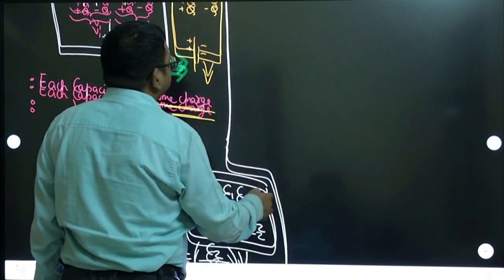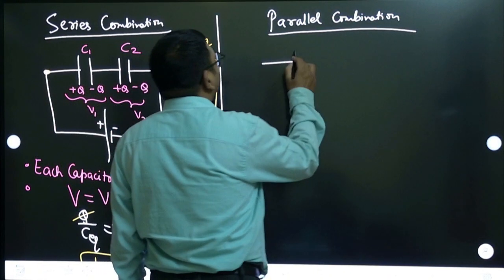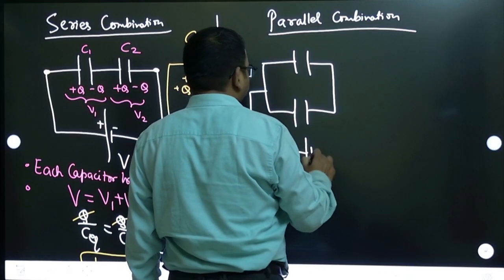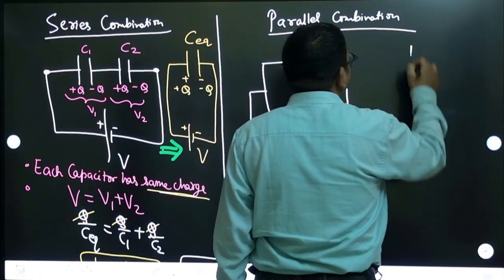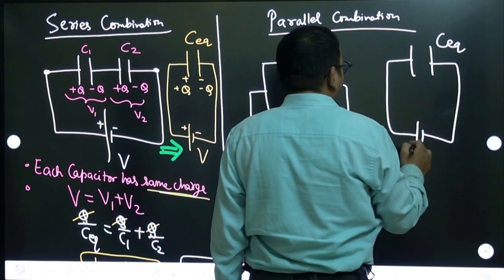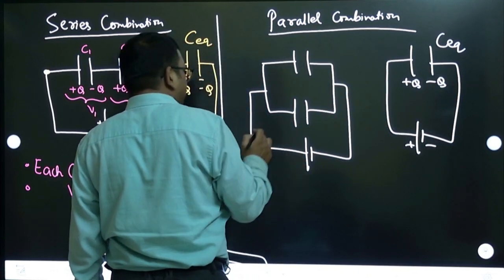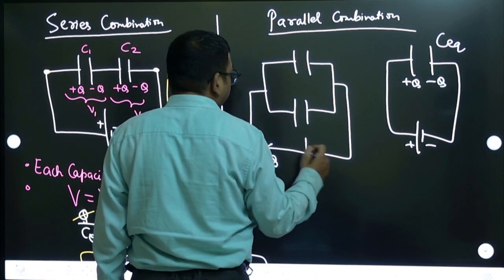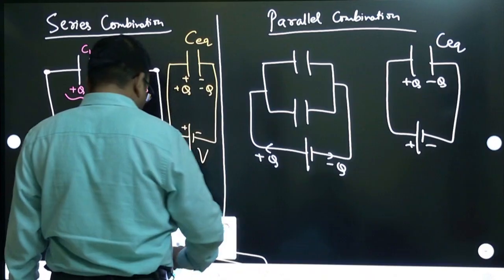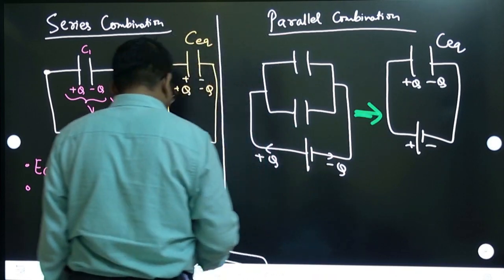Now parallel, let us discuss. In parallel, what happens is we will have two capacitors like this, and this system is connected with a battery. Again, the equivalent will be a single capacitor with the same battery connected, and the same charge plus Q, minus Q will be there, which this battery is sending. This battery is sending plus Q, and minus Q. Same thing here also, but now this is the equivalent of the system.